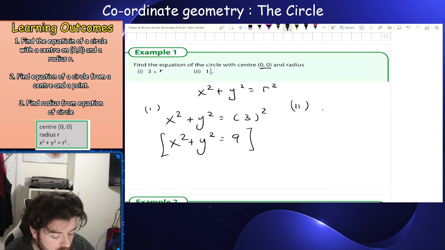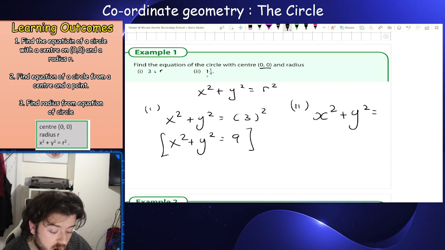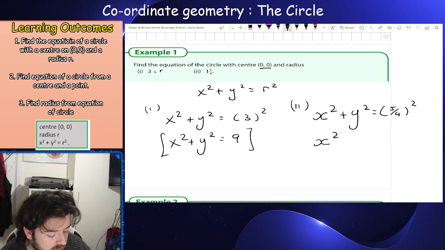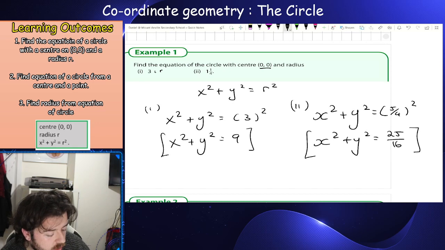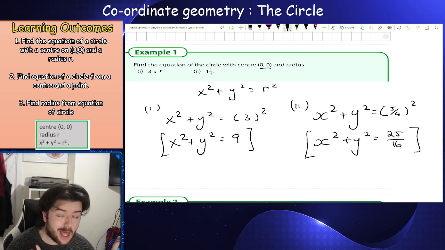Then the second one here. Again, my center is 0, 0, so I can do x squared plus y squared is equal to r squared. R squared in this case is 1 1/4 squared, or we can write 1 1/4 as 5 over 4, squared. And I'm going to have x squared plus y squared is equal to 25 over 16. So if you cannot do that in your head, use your calculator. Why wouldn't you use your calculator? God created a calculator for a reason. Use it, you know what I mean?